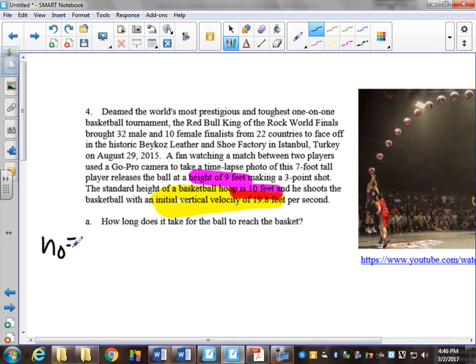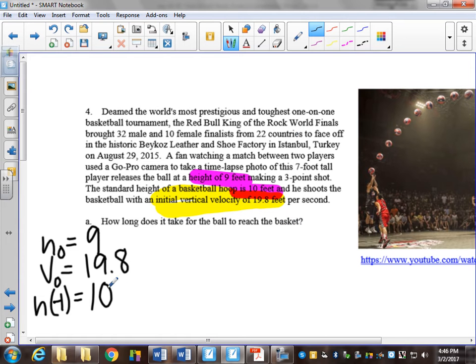So the first thing we're going to do, our starting height, our velocity, and our ending height. He releases the ball at a height of 9 feet. That's our starting height. They give your velocity, 19.8, and your ending height, or the basketball hoop, which is what the question is asking for how long it takes to reach the hoop, is 10 feet.